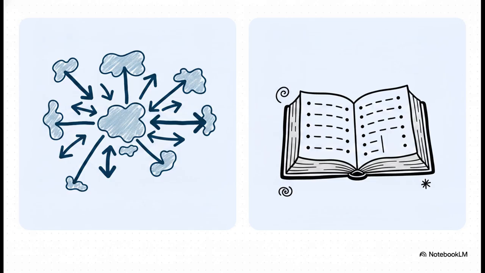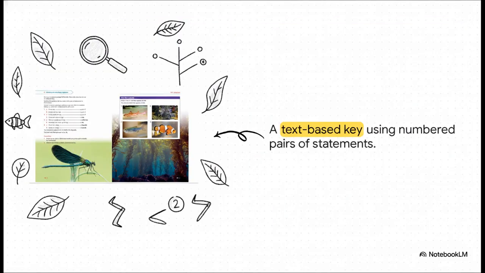So while visual maps use arrows to guide your eyes, text-based keys, which are also called paired statement keys, rely on a numbered choose-your-own-adventure system. Instead of arrows pointing where to go, a number explicitly tells you which pair of statements to read next. In this text version, you can see it's the exact same logic we just used.